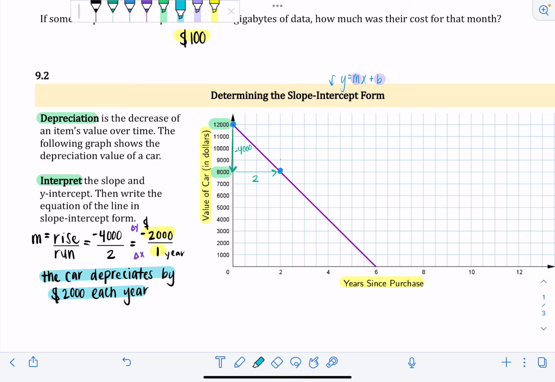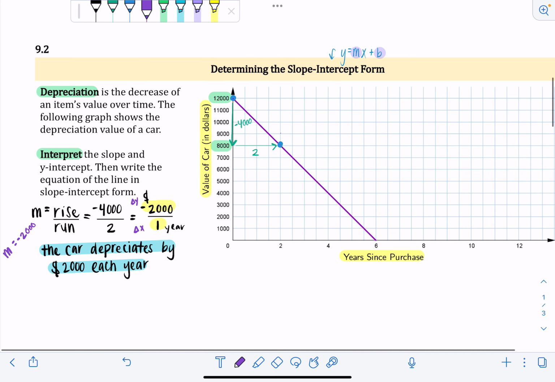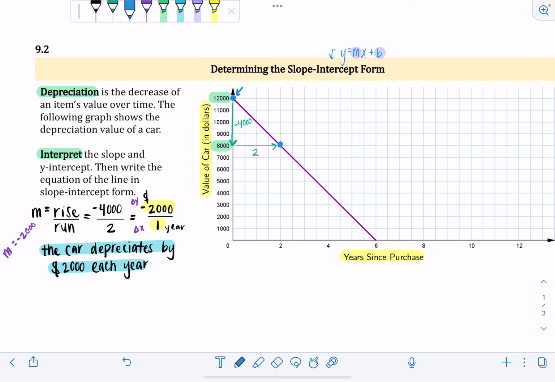And then for the y-intercept, I'm just going to make a note over here too that we simplified our m to negative 2,000 because that's going to help us once we go to write our equation. And then for our y-intercept, we need to interpret that as well. That's just the point where the line hits the y-axis. So we found that point right here. It's 0, 12,000. So that's the starting point of my line.